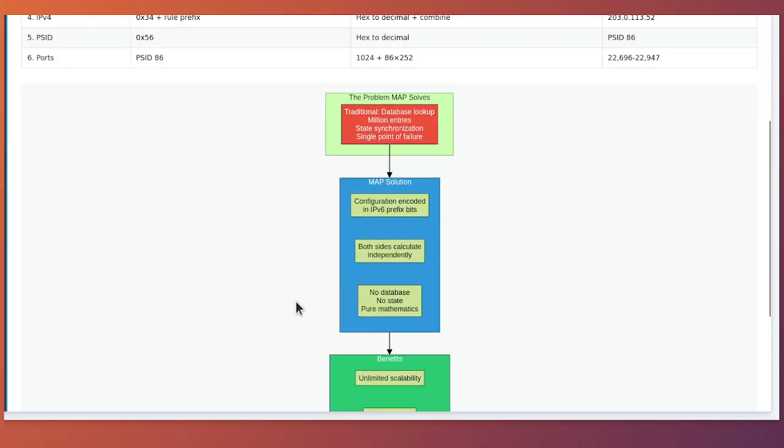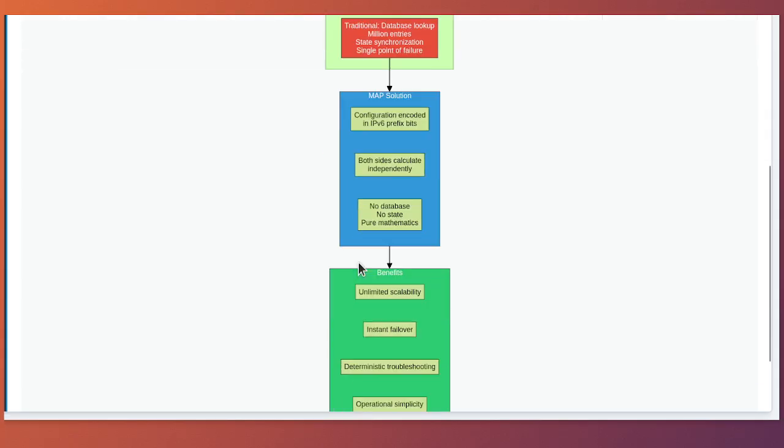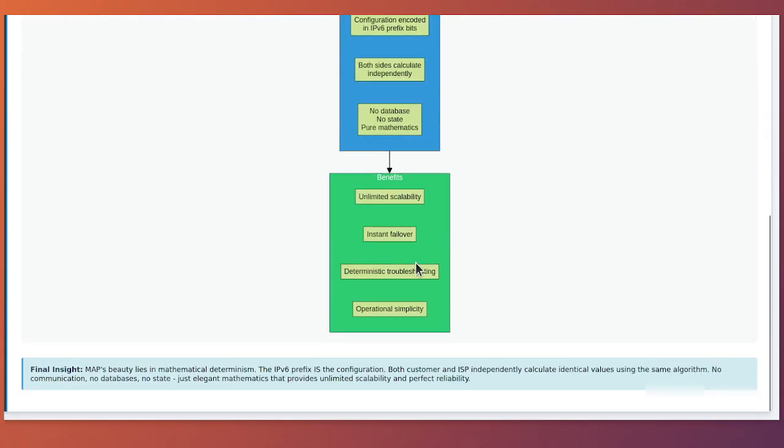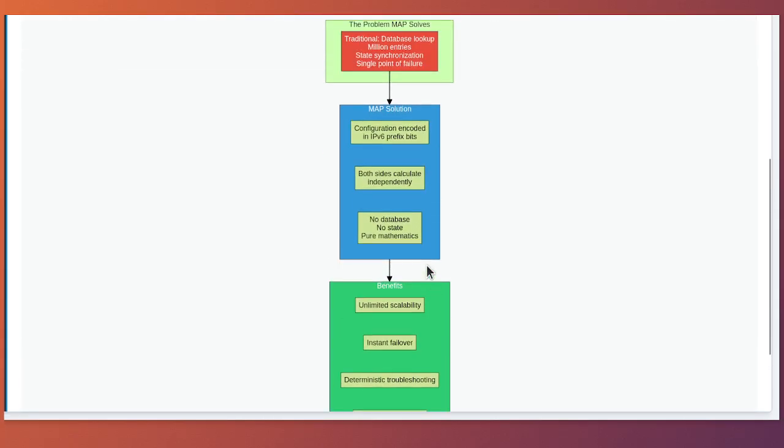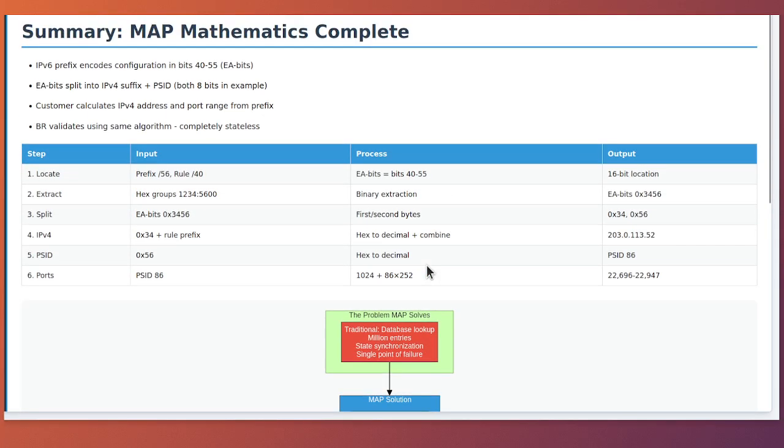configuration. The calculation process follows a precise sequence. First, identify the EA bits location based on the difference between the rule prefix length and the user prefix length. Second, extract the exact bits from those positions, being careful to handle cases where the EA bits span across hexadecimal group boundaries. Third, split the EA bits into IPv4 suffix bits and PSID bits according to the MAP rule.